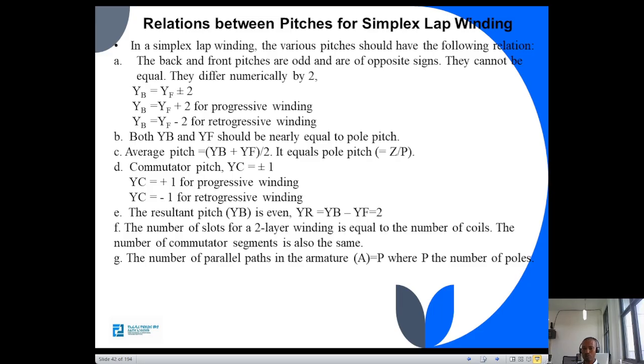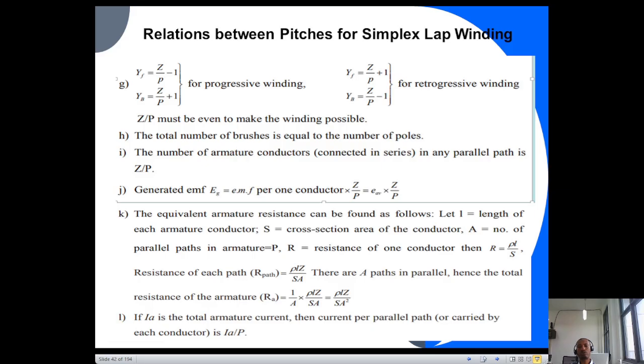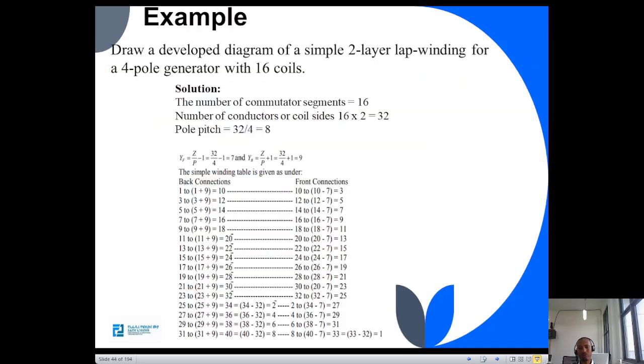Average pitch is also there, which is the sum of back and front pitch divided by 2. It equals pole pitch, which is Z by P. And the commutator pitch can be +1 for progressive, -1 for retrogressive. You have to just go through these points and extra points, which are normally not there in the curriculum, but are very important. Better you go through it.